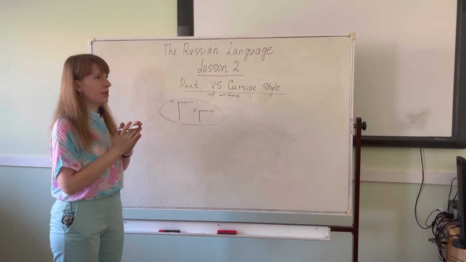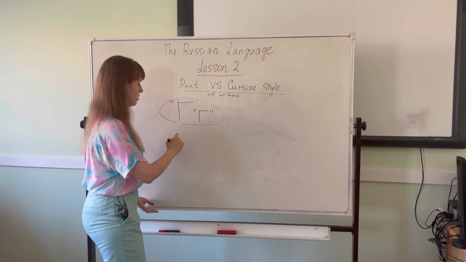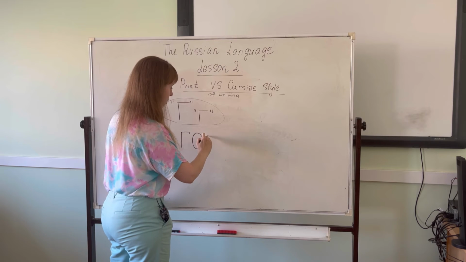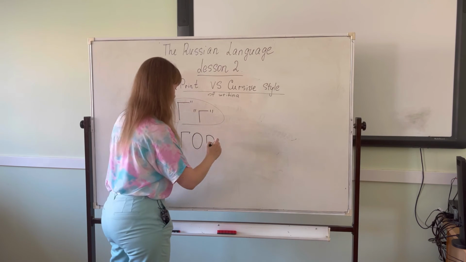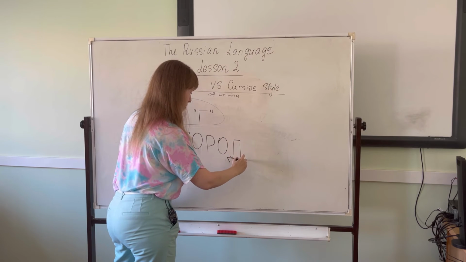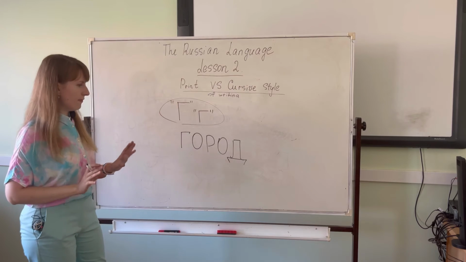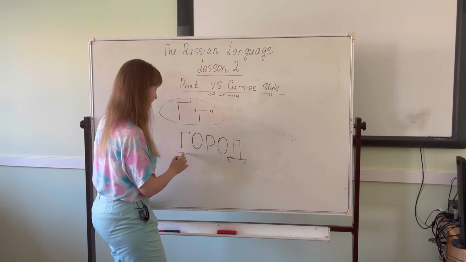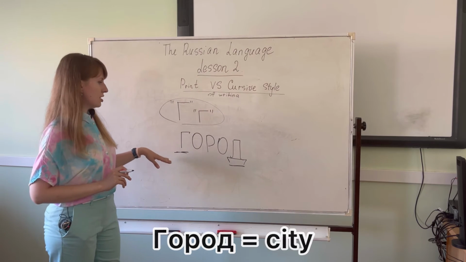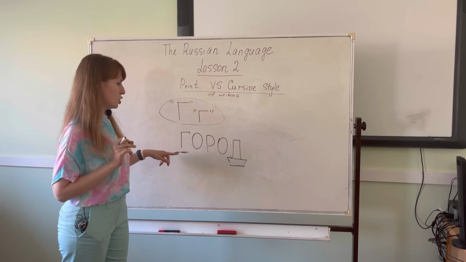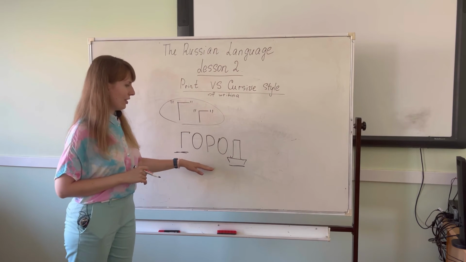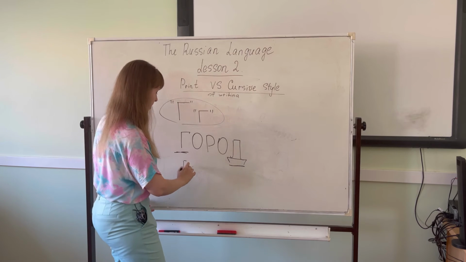Okay, so let it be the word город. Город means a city. So here you can also find some familiar friends, right? Like G and D, yes, we've already learned them. And just keep listening to my pronunciation of this. Город, город. Okay, so it will be like this.